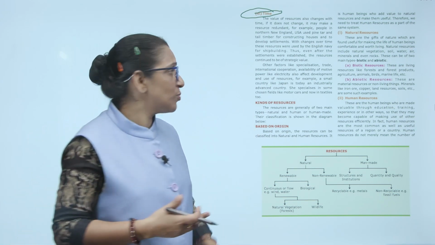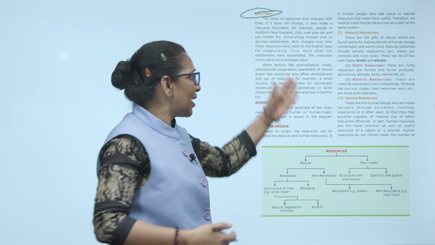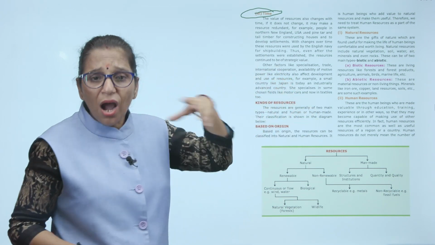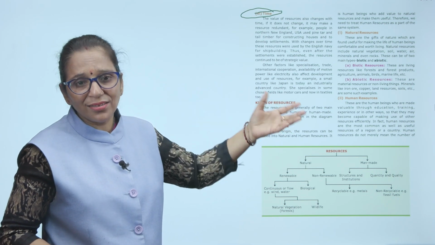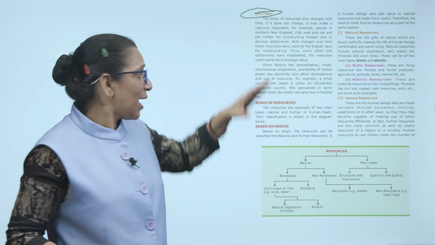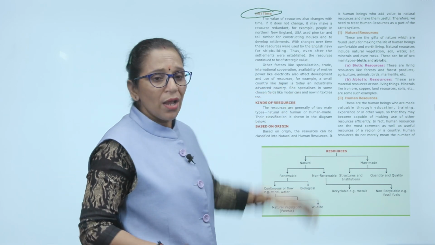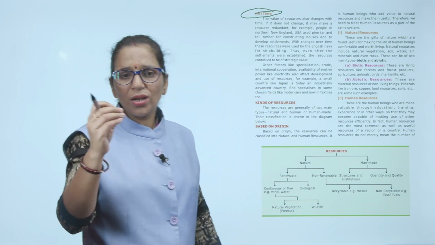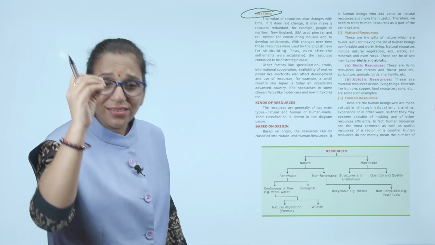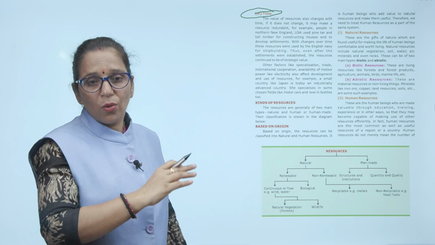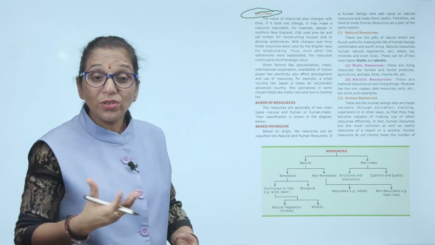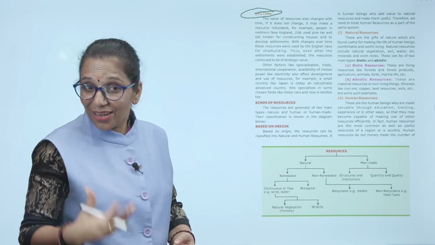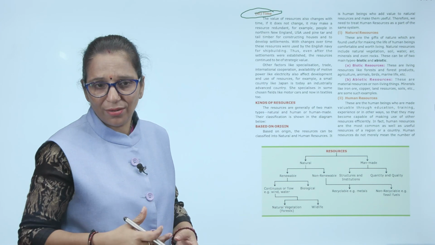So there are other factors too in this, like specialization, trade, international cooperation, and availability of motive power like electricity, which also affect the development and use of resources. Now see one example: the small country Japan is today an industrially advanced country. Why? Because Japan specializes in some chosen fields like motor cars and now in textiles too. So that's why it's a developed country.